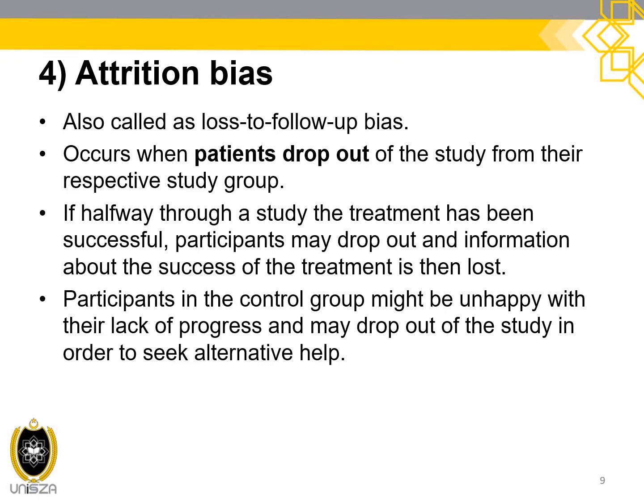The fourth type of bias in RCT is attrition bias. Attrition bias is also called loss to follow-up bias. Attrition bias occurs when patients drop out of the study from their respective study group. If halfway through a study the treatment has been successful, participants may drop out and information about the success of the treatment is then lost. Participants in the control group might also be unhappy with their lack of progress and may drop out of the study in order to seek alternative help.